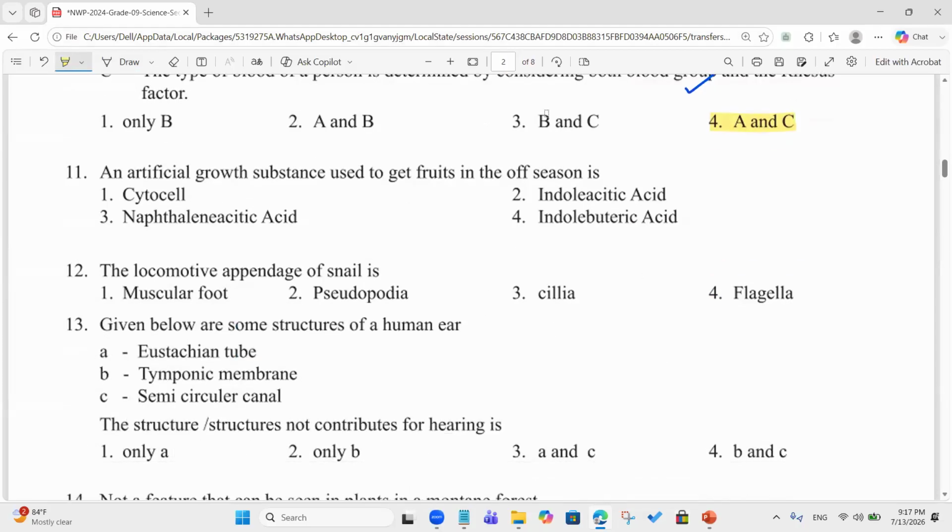Right, the fourth one is the answer. Go for the next one. Can you please comment your answer? An artificial growth substance used to get fruits in the off season is.